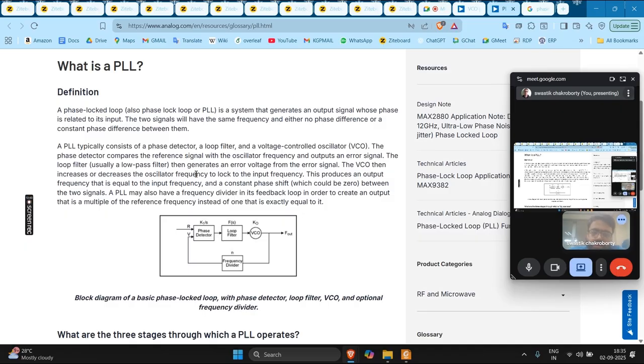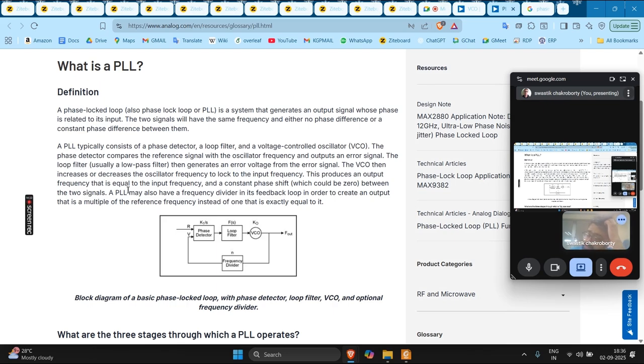Basically we need a particular frequency response of that voltage, so we cannot guarantee that with an error signal. So what we have to do is further filter the error signal so that we get the error in the desired bandwidth. Now after we have restricted it to a desired bandwidth, we will get the band restricted error voltage from that low pass loop filter, and from there we will use a VCO to generate the input frequency at the output. So the VCO then increases or decreases the oscillator frequency to lock to the input frequency.